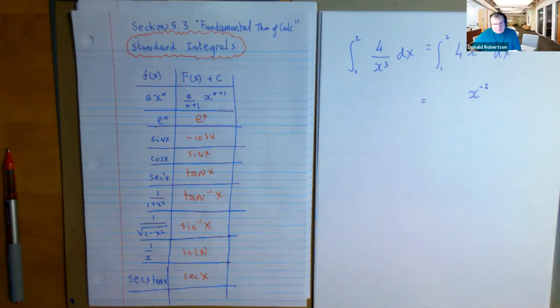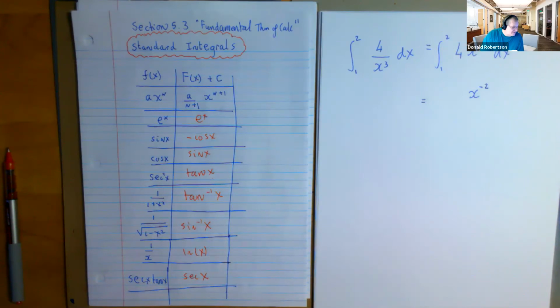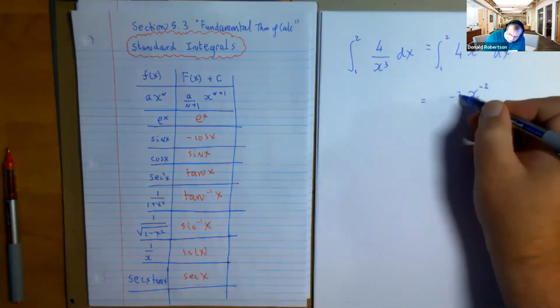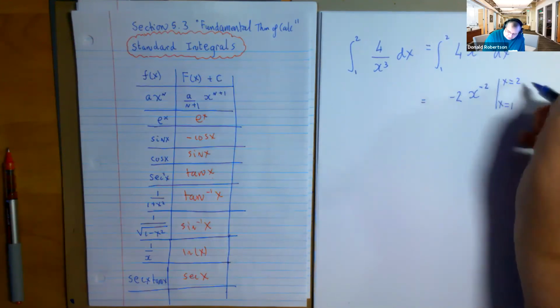Well, yeah, you're adding 1 to the 3, but you're not really adding 1, because -3 plus 1 is -2. So be careful with that. It's such an easy mistake to make. Now, if you divide by the new power, you'll get that guy. And we're going to evaluate them at 1 and 2.